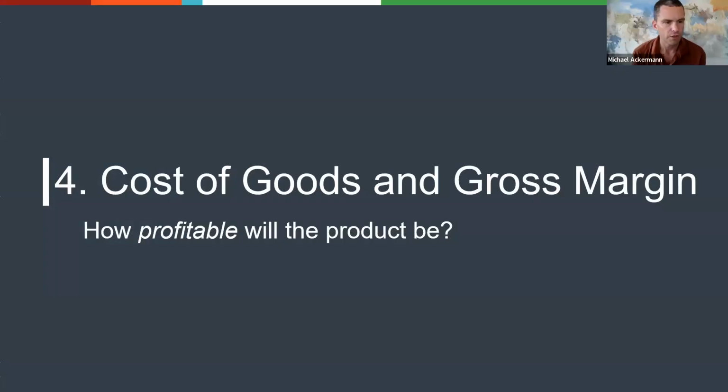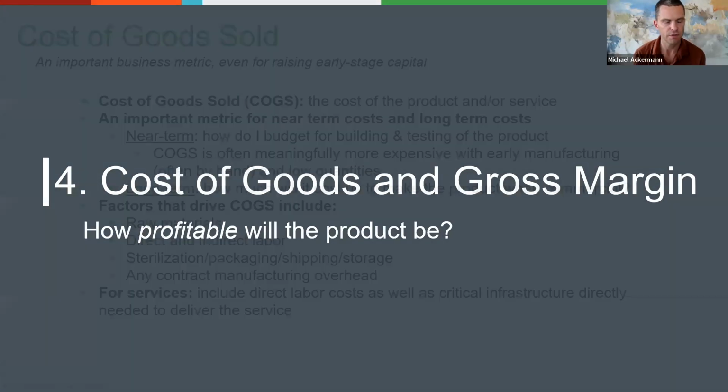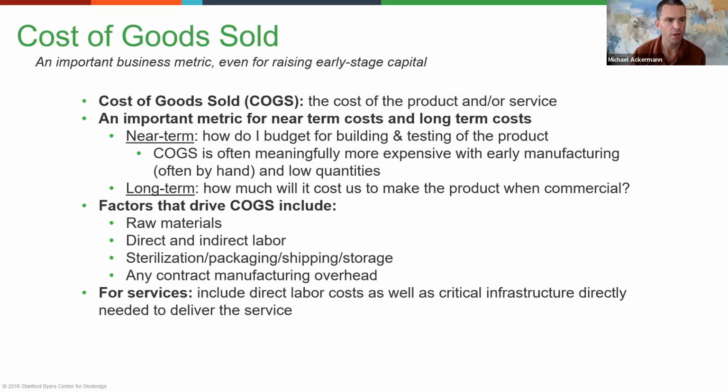Okay, so finally, cost of goods and gross margin. We're talking about revenue, and now we're going to talk about how profitable that revenue is. So first, cost of goods sold. That's how you end up determining your gross margin. So how much does this product or service cost? It can be important in the near term, so you can price out your near-term budget. Mostly what we're going to be talking about today is as a metric of how profitable a business this is going to be. So in the long term, what will that look like?